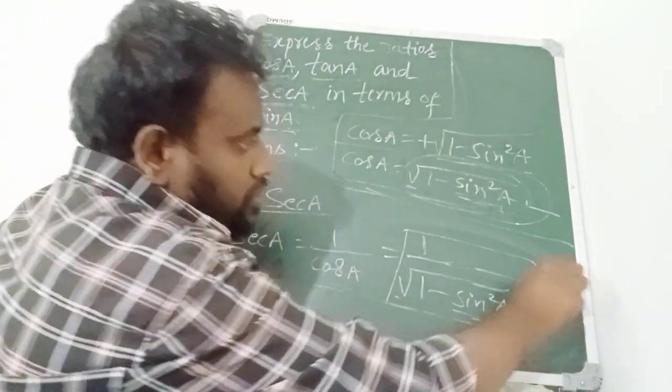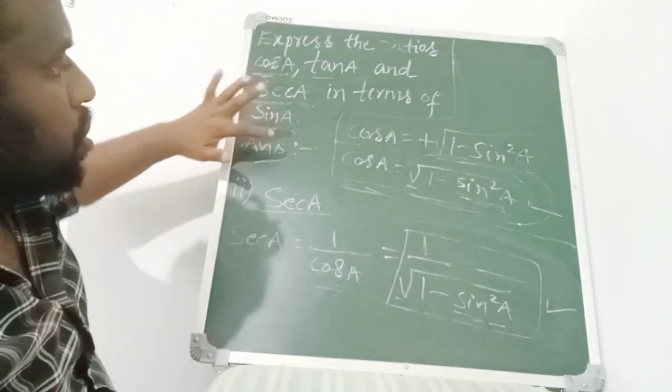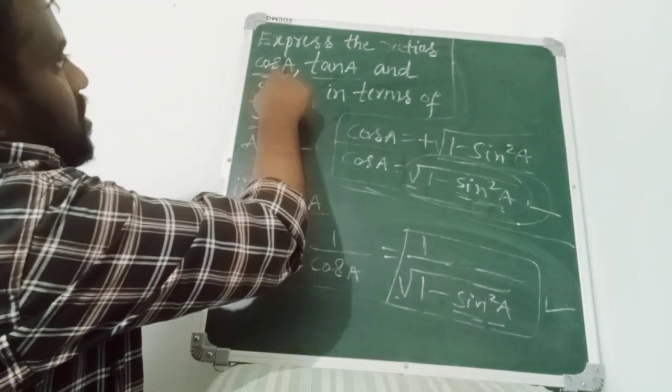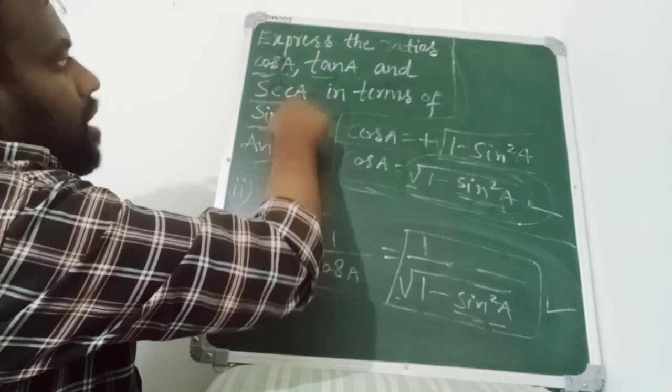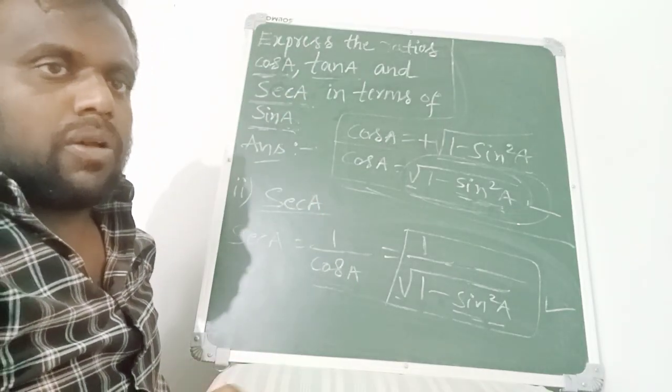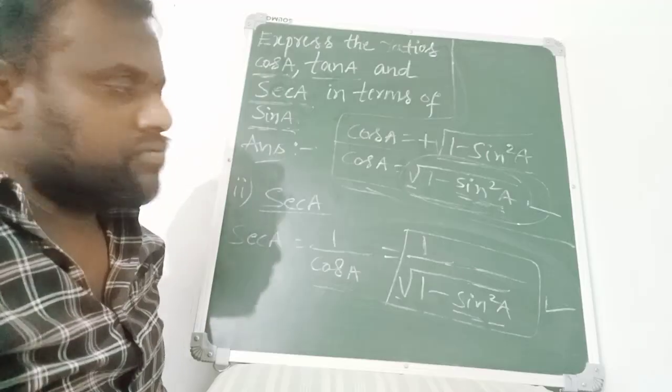So this is also done. According to the question, we got everything. We expressed this cos A, tan A, secant A in terms of sin A. So we solved this problem. That is done. That's all.